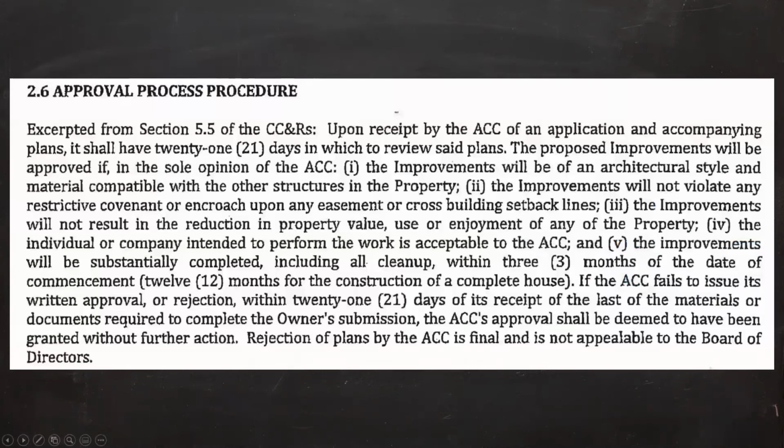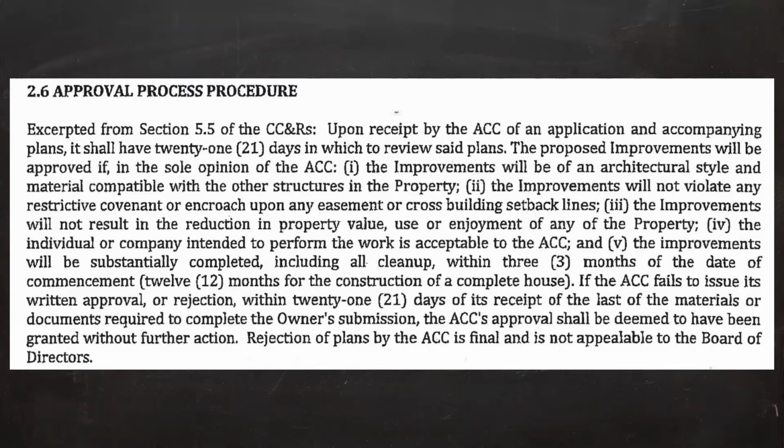So this is another snip, just a real example of an approval process procedure that I pulled from a simple architectural review manual for a community that's already all built out. But this one is actually language that's lifted directly from the CCRs and placed in that separate document we've been talking about, that separate design review guideline document. So this just basically says, upon receipt by the committee of an application and plans, it has 21 days in which to review the plans.